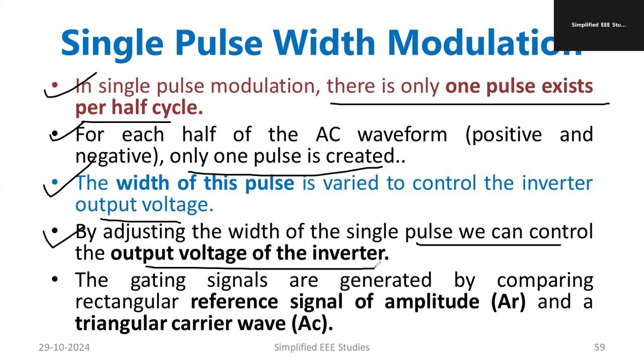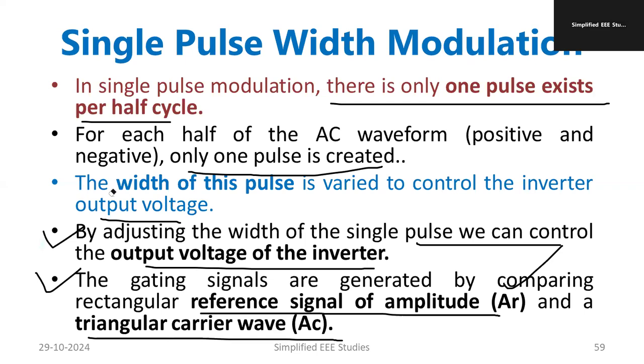Basically, how do we generate the single pulse? We need two signals. One is the reference signal, the other is a triangular carrier signal. That means a message signal with a carrier signal. By comparing the reference signal with the triangular waveform, we generate the single pulse. That is how we generate a single pulse, and the single pulse helps us control the output voltage. I think you got my point.